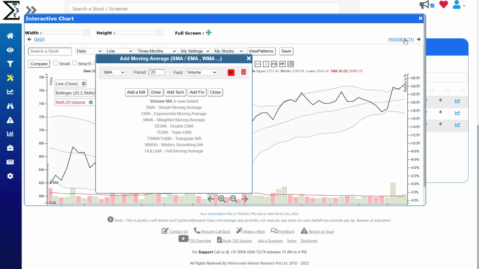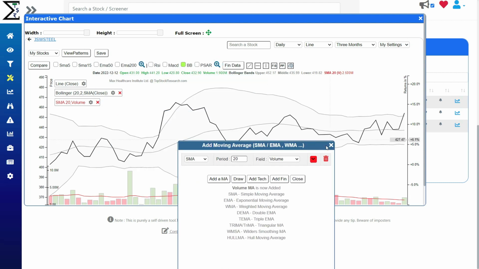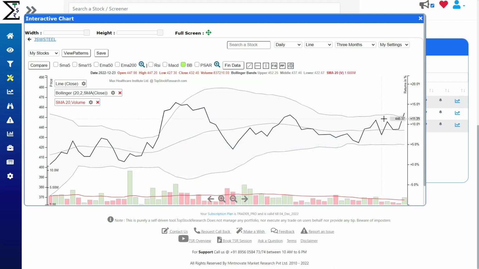JSW Steel, right? It has given a breakout after the squeeze. This is another stock. What stock is it? Max Healthcare. After a narrow range, it has given a breakout. All right, so basically, this is how you'll be looking at squeeze.